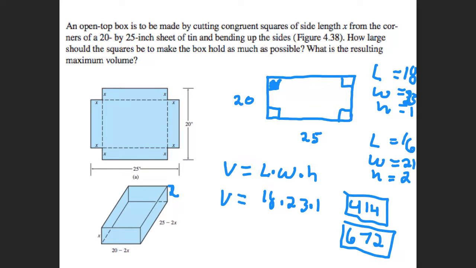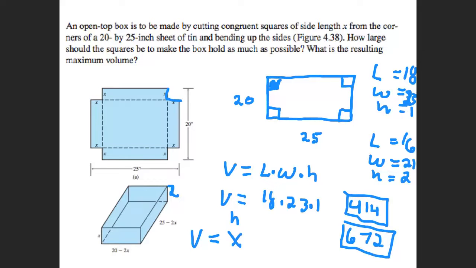Okay, so I'm going to go volume is equal to, I'm going to let H be x. The amount that I'm going to cut out is going to be x. So that's my height. Okay, so how would you find the length? If you know that the height is x, how do you find the length, using x as one of your variables?